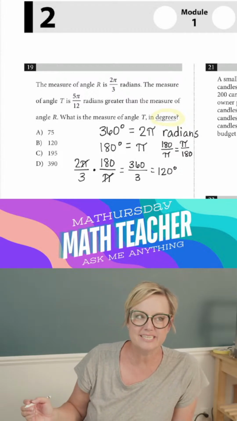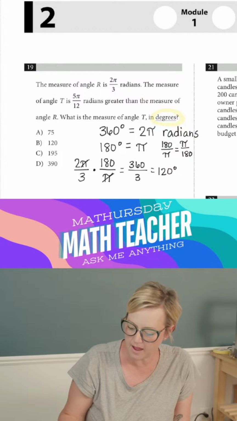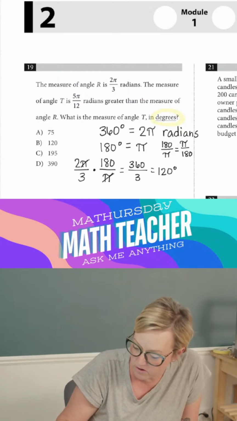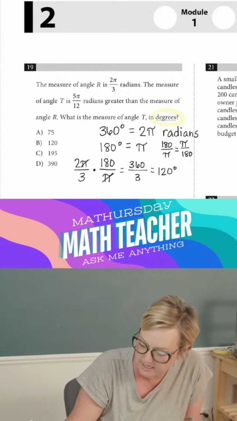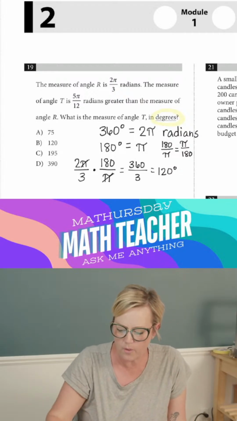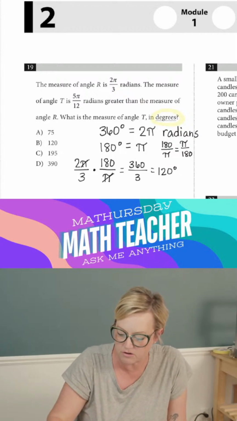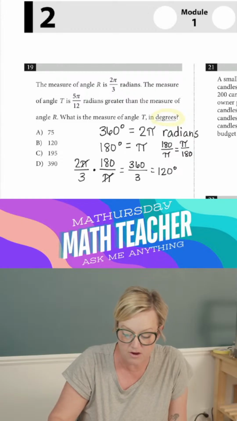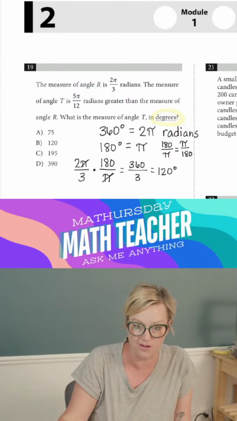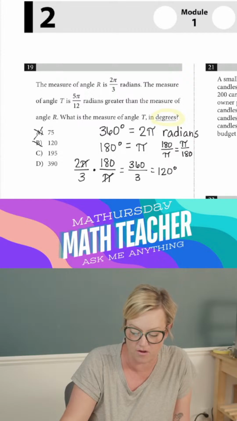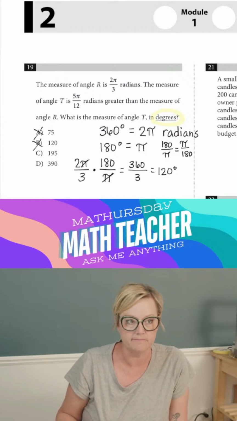This is getting into more like trigonometry. So we've got 120 degrees is angle R. So angle R is 120 degrees. If I know that the measure of angle T is something greater than the measure of angle R, and I know angle R is 120, I know that A and B are not going to be right.